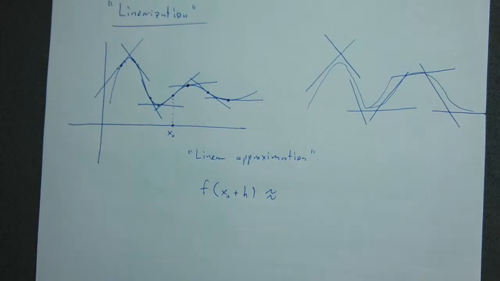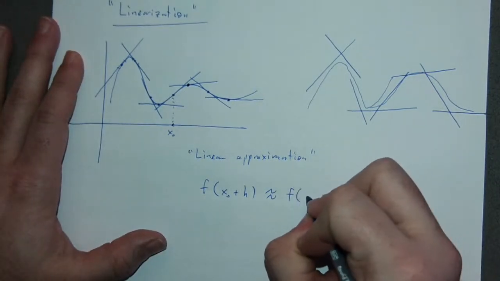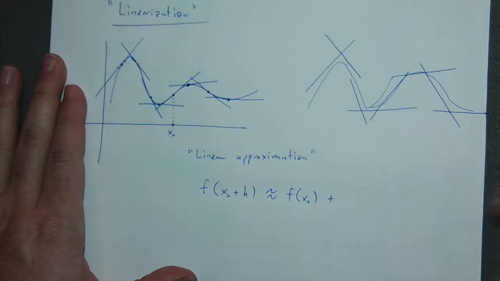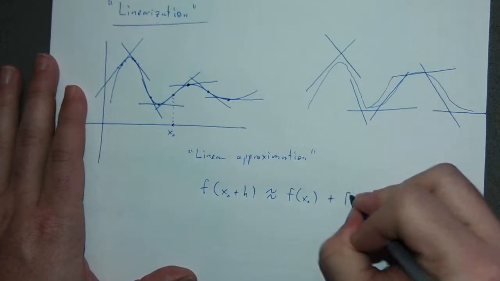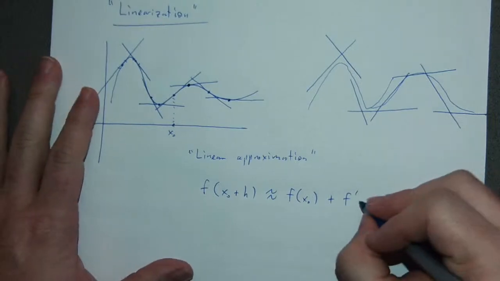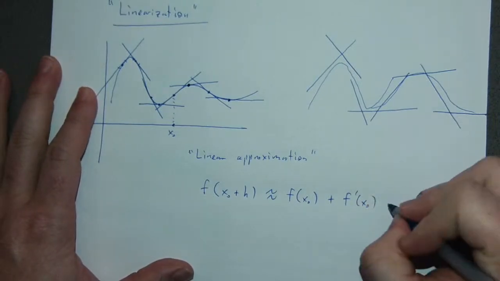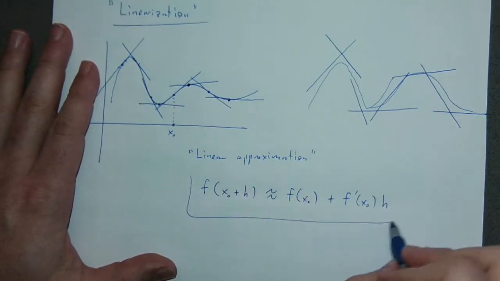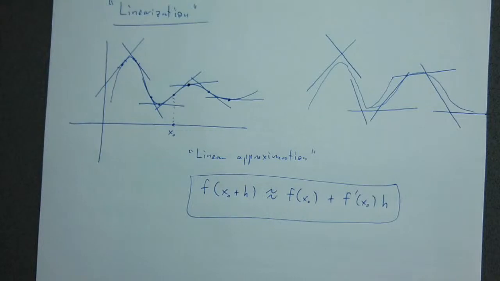This is approximated by the value of f at x naught plus a little bit. What is that little bit? Well, it is the derivative of f at x naught times h, that little bit. So this was a formula that you used in Calc 1 to approximate certain values.